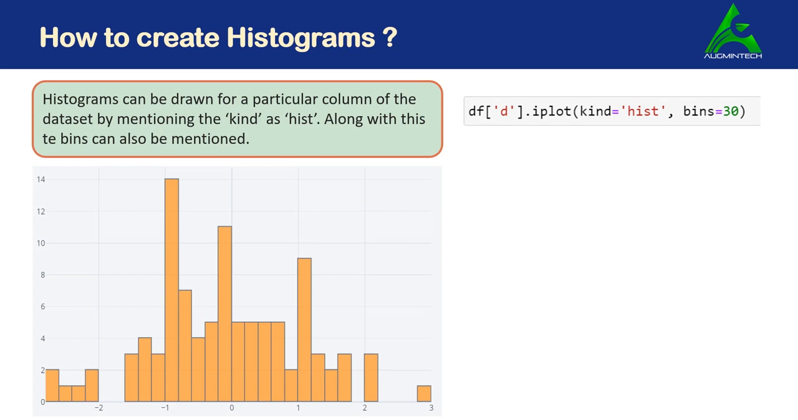You can also call hist on the entire data frame rather than calling it on a single column. If you plot a histogram on the entire data frame, then the histograms will be overlapping for each of the columns, and the selection of columns can be done by clicking on the legends.